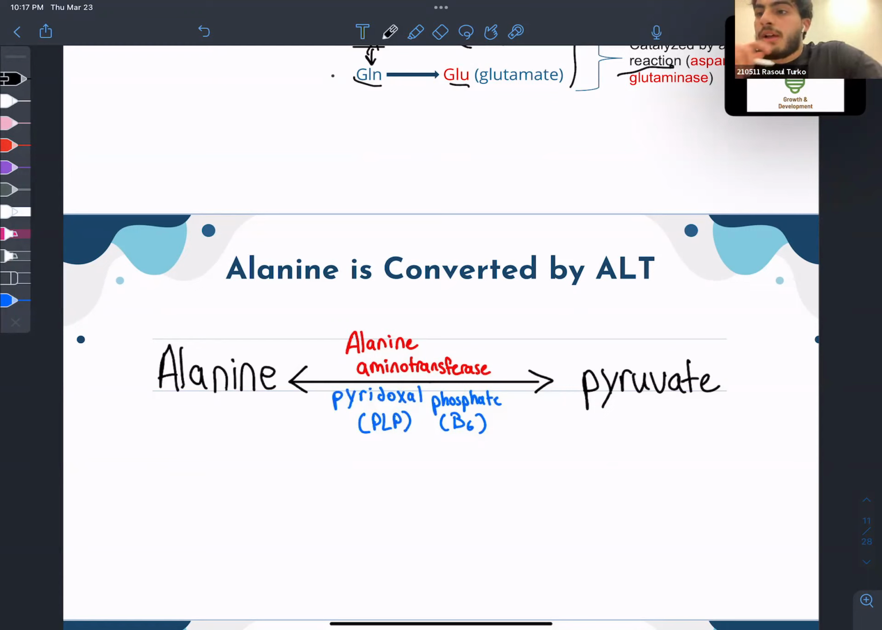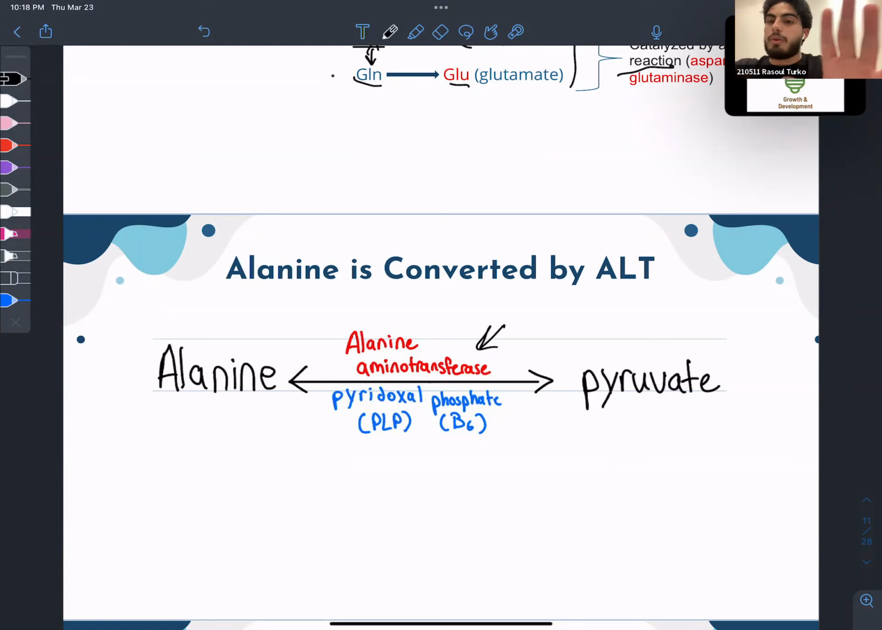So for example, the first one we talked about, alanine to pyruvate: the enzyme is alanine aminotransferase, okay? And the cofactor is B6. Here I put two different names for B6, because I know sometimes they try to trick us in the questions by putting a name that people are not used to. For example, instead of putting PLP, they put B6. So pyridoxal phosphate, PLP, and B6 are the exact same thing.